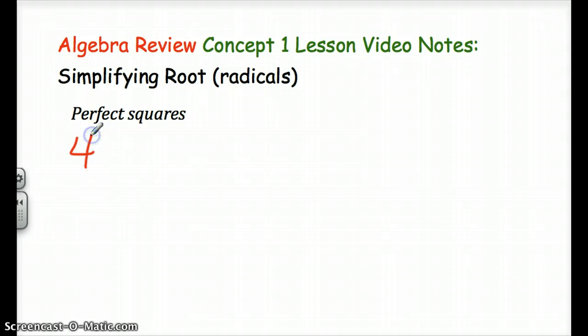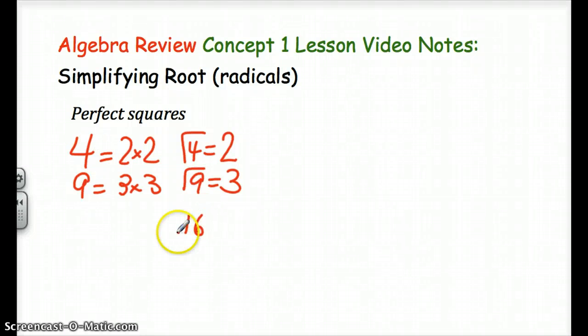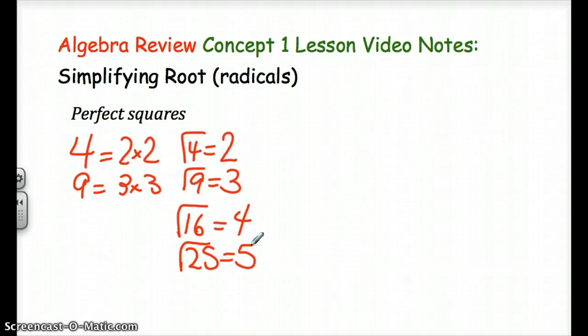4 is a perfect square because it's 2 times 2. So if I take the square root of 4, I get 2. 9 is a perfect square because it's 3 times 3. The square root of 9 is 3. What's the next perfect square? You're right, 16, because when you take the square root of 16, you get 4. Square root of 25. 25 is a perfect square because when you take the square root of 25, you get 5. So I'm going to use perfect squares as one example to help me simplify radicals.